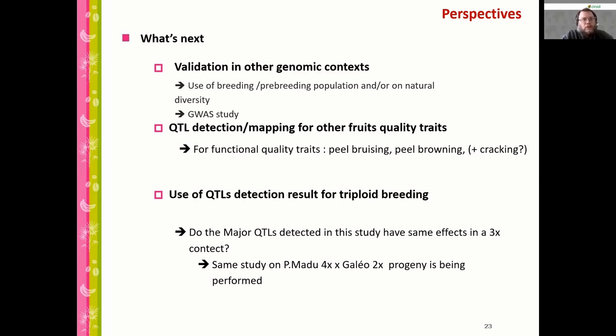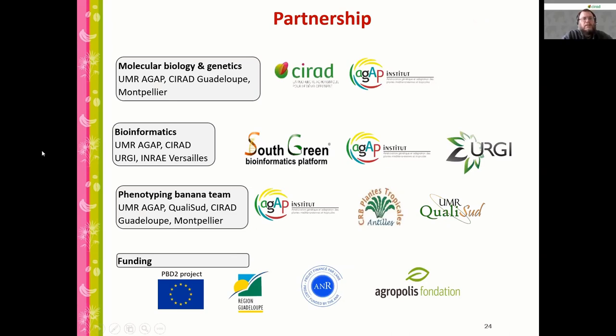So just to show you that it's really hard work with strong partnership. There are a lot of people involved in these results for molecular biology and genetics, for bioinformatics, for the phenotyping, that is perhaps at this time the most difficult point, to have good phenotyping data. And also a lot of funding to support this project.